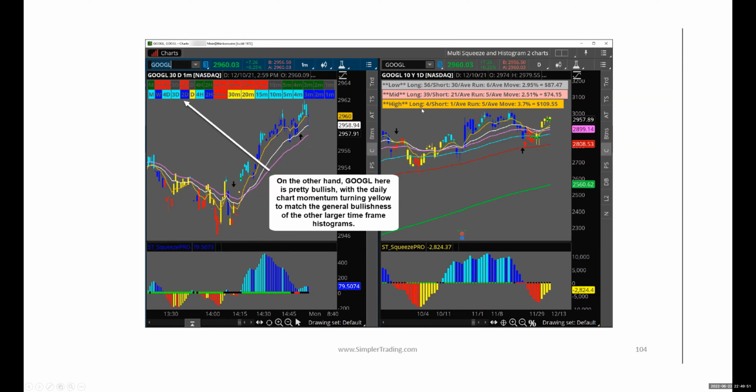So if we're looking at Google here, the low squeeze, how many reports we had. So we had 56 long observations, so where it fired to the long side. We had 30 where it fired short. The average run was 6 bars, so this would be 6 days. The average move would be 2.95% or $87.47. For the regular squeeze, you know, 39.21, average run of 5 days, average move 2.51 or $74.